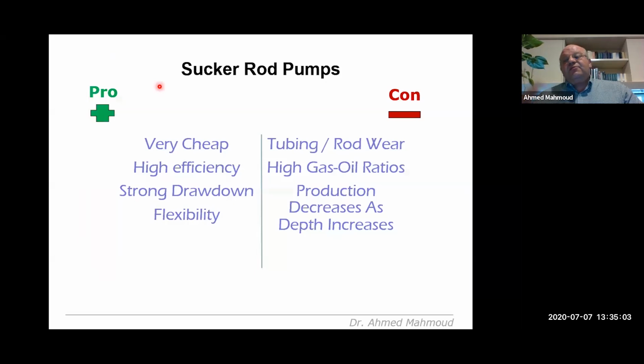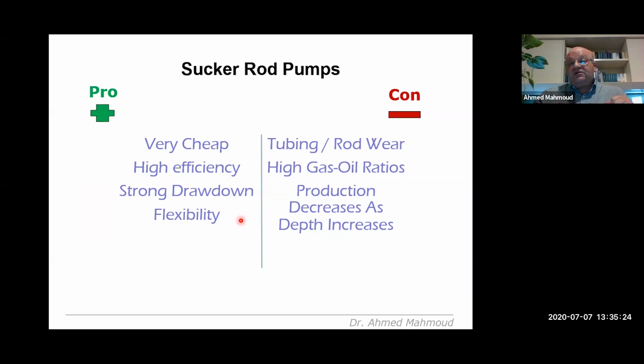Okay, so what are the pros and cons before we use Saccharod? As I said before, it's very cheap. Everybody loves Saccharod. All right, very efficient. You can get them very cheap, and it's high efficiency, very durable. Okay, it gives you very strong drawdown and very flexible to be applied in a wide range of field with different reservoir pressures.